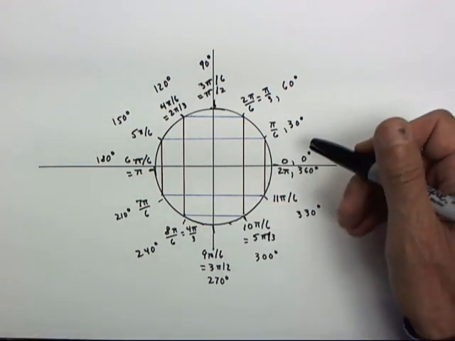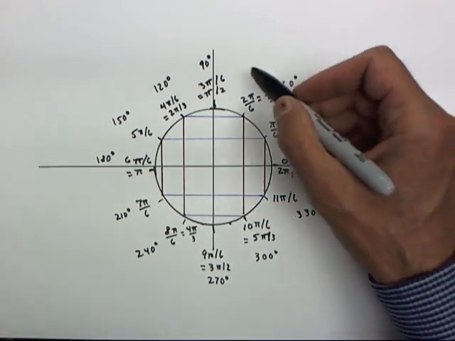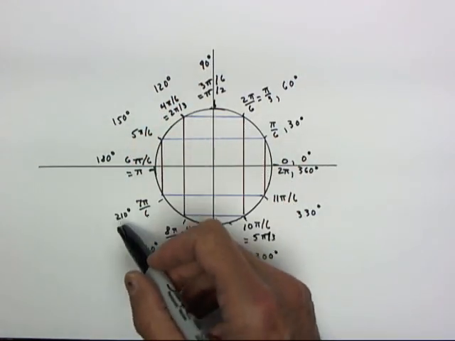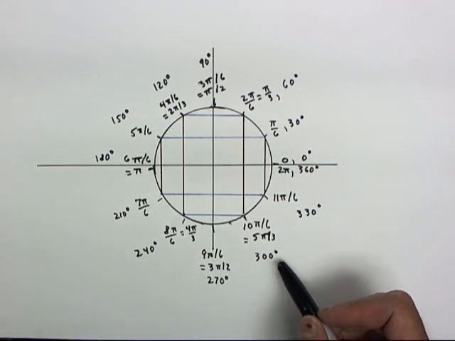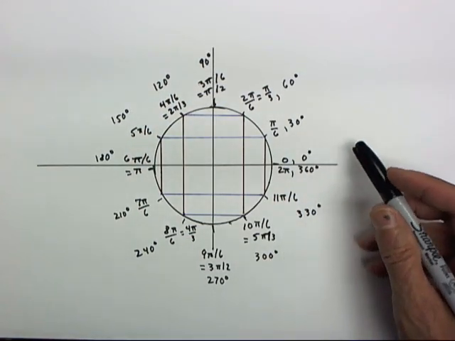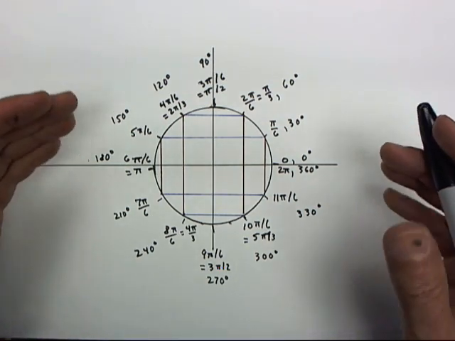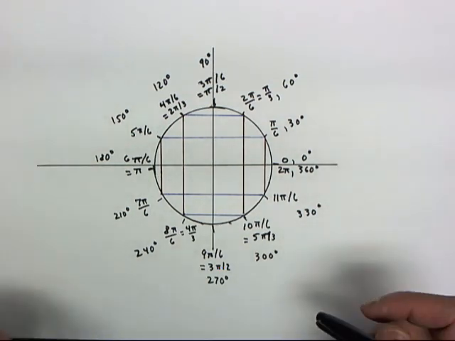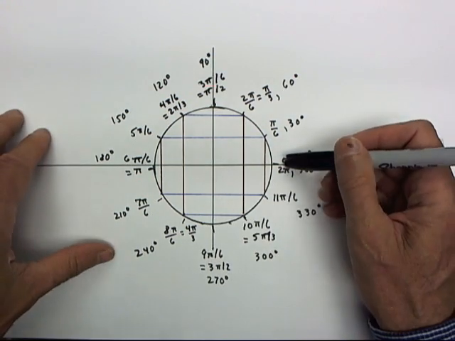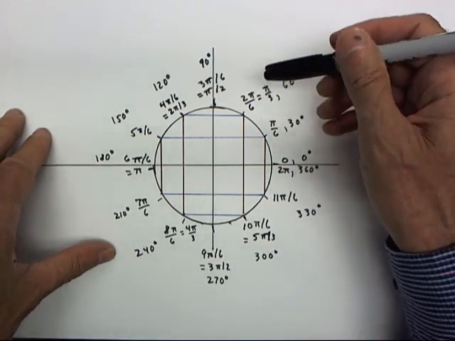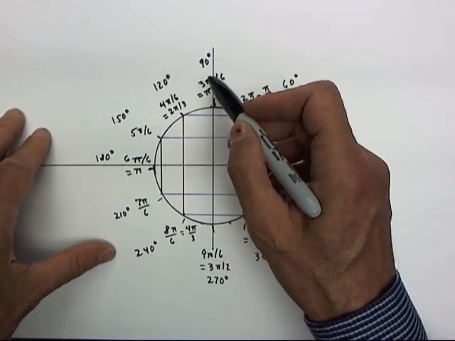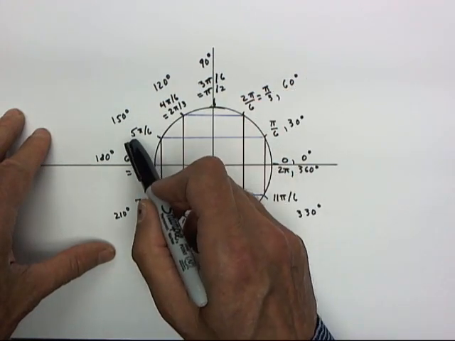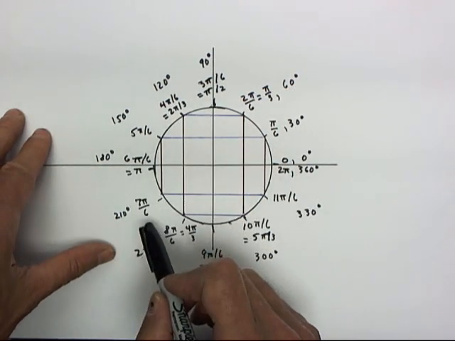The angles: 30, 60, 90, 120, 150, 180, 210, 240, 270, 300, 330, 360 degrees. In each case, there are degrees on those angles. Or pi over 6, 2 pi over 6, 3 pi over 6, 4 pi over 6, 5 pi over 6, 6 pi over 6.